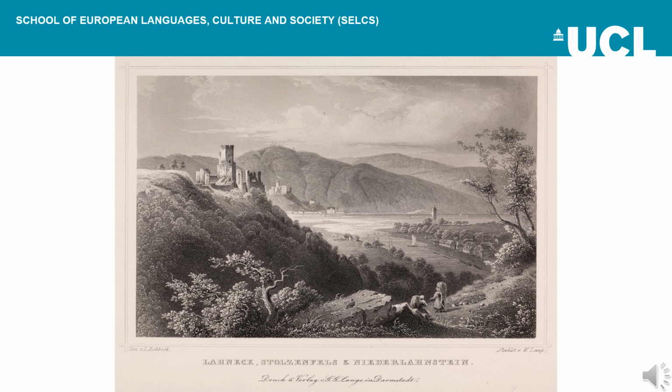This image is a print by someone called W. Lang, we don't know his first name, after a drawing by someone called Ludwig Rohbock. It shows a river landscape with views of Lahneck Castle, Stolzenfels Castle and Niederlahnstein Castle, all located on the River Rhine, which is near Koblenz in Germany. The print was made around 1863.